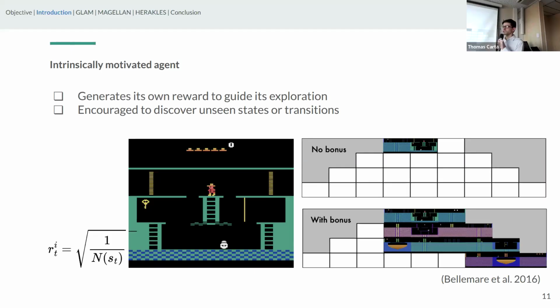An excellent example of an application of such a method is the one from the paper from Bellemare and collaborators, in which an agent has to solve the game Montezuma, which requires an extensive exploration of the environment to solve it. And the agent received an intrinsic reward that is equal to the inverse square root of the number of times a state has been visited. So the more time an agent spends in the same state, the less reward it receives. So that should push it to discover new states and explore the environment more. And that's what we can see when we apply such a bonus.